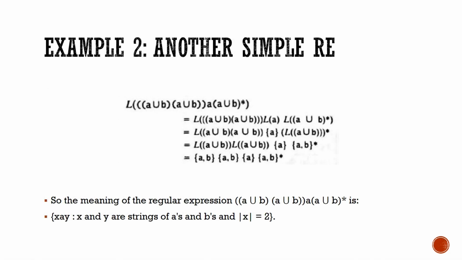Next example, if you take. What is this one? The first character can be A or B. I hope you are following. The first character can be A or B. The second character can be A or B. But the third character should be A, followed by any number of A's or B's. Any number means star. Star means what? Zero or more occurrences. Fine. So what is this regular expression?